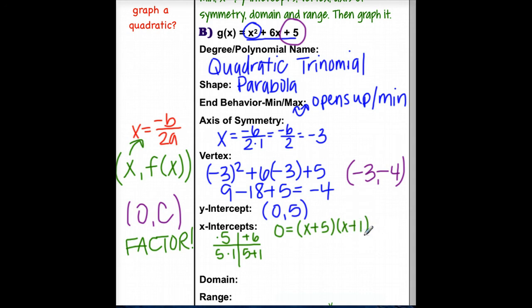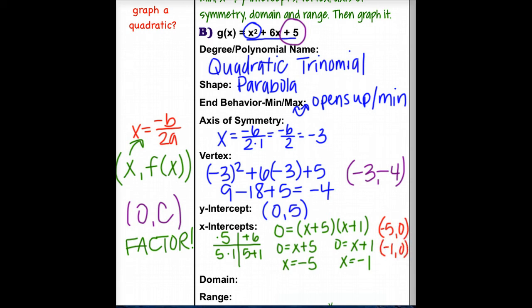I'm going to set those both equal to 0, so 0 equals x plus 5, and 0 equals x plus 1. Yes, you can have the 0 on the other side. Subtract 5 from both sides, x equals negative 5. And subtract 1 from each side, x equals negative 1. So my two x-intercepts that I have are going to be negative 5, 0, and negative 1, 0.